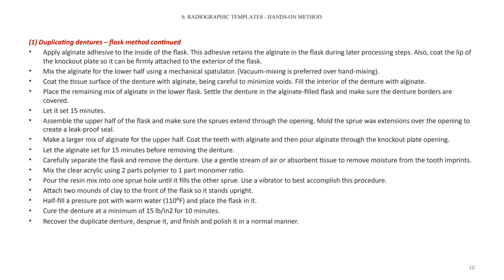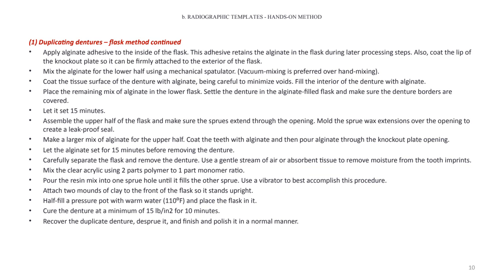Assemble the upper half of the flask and make sure the screws extend through the opening. Mold the sprue wax extensions over the opening to create a leak-proof seal. Make a larger mix of alginate for the upper half. So the lower half was filled and we let the alginate set, and now we prepare for the upper part.